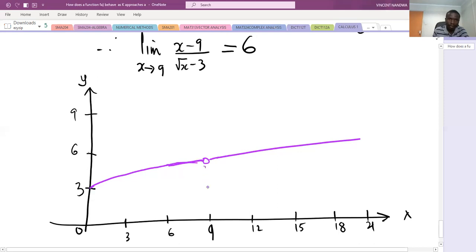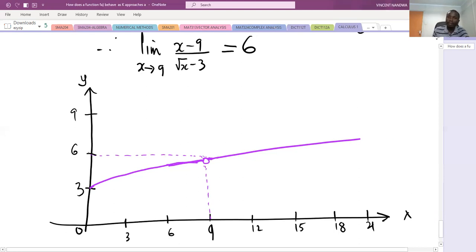So the function is not defined at 9, but the value at 9 is approaching almost the value 6. That is a confirmation that really the limit, though the function is not defined at 9, the value of the function on the graph is roughly the value 6 on the y-axis.